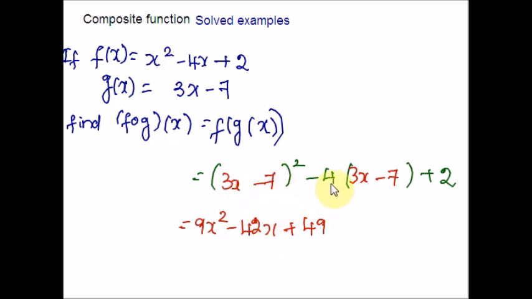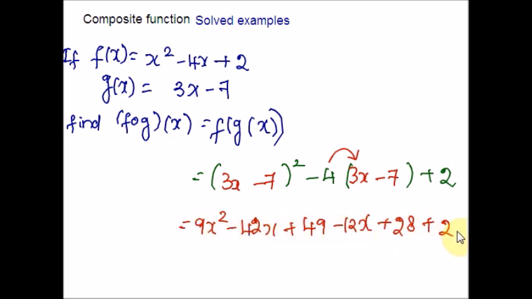Now we are going to distribute this. Just multiply negative 4 with every term within the parenthesis. So negative 4 times 3x is negative 12x. Negative 4 times negative 7 is positive 28, because negative times negative is positive. 2 is already there, just bring it down. Now we have a set of terms. We are just going to combine all the like terms.